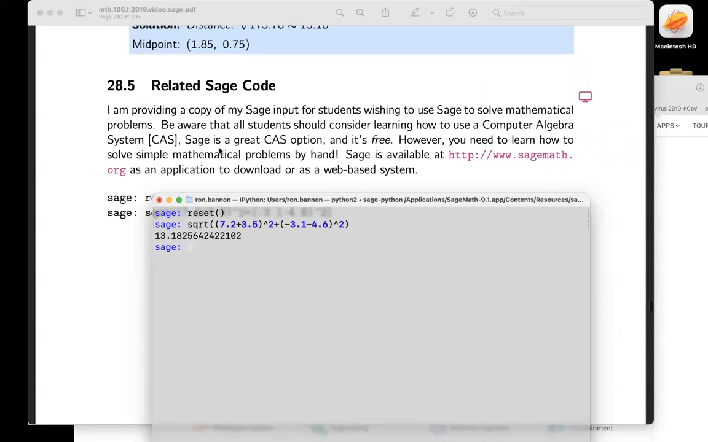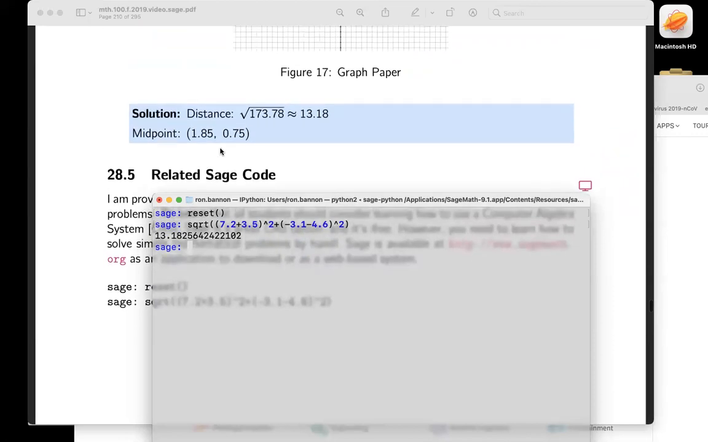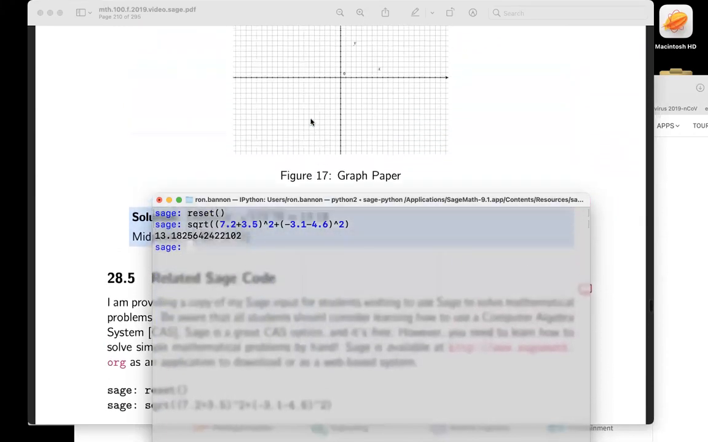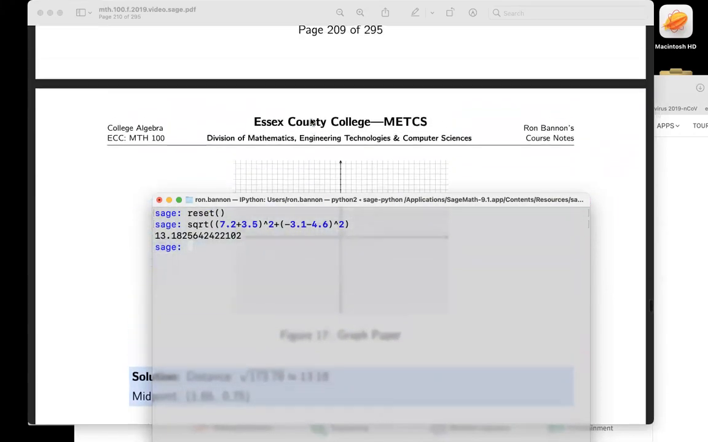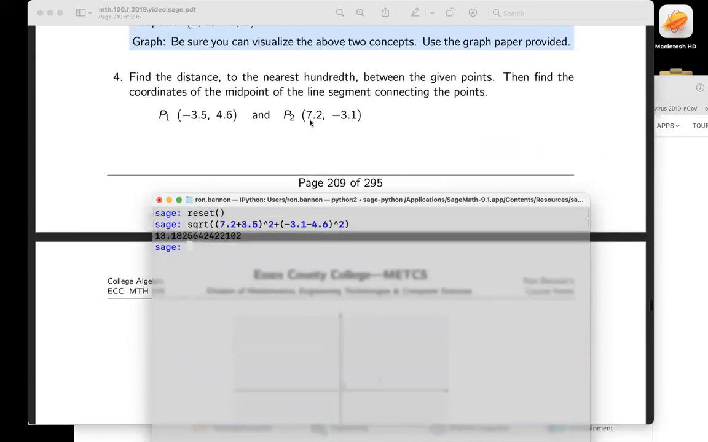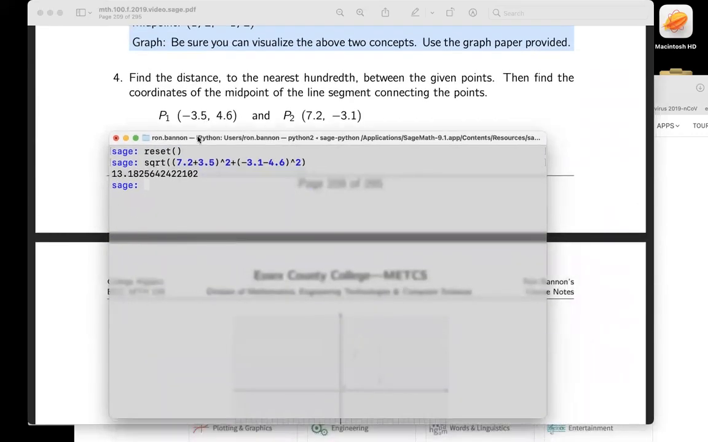So what I want to do is go back over the notes and tell you that this has something to do with what we've done. Really, I'm looking for the answer 13.18, and I immediately see it. So someone says, what was this problem over here? It was the distance between these 2 points over here. Let me just review that with you.